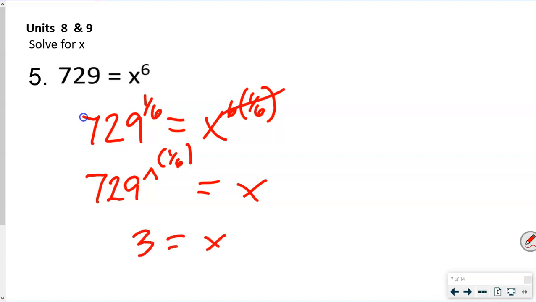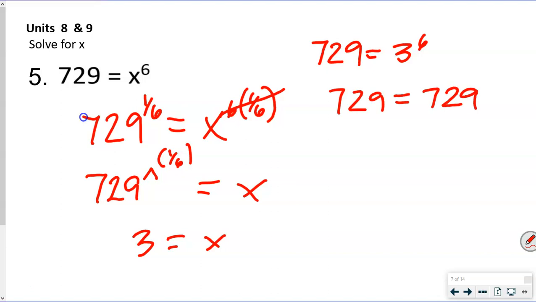So once again, if you do 729 is equal to 3 to the 6th, you will see that 729 equals 729. And they check out.